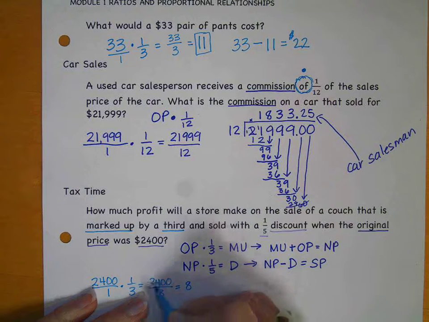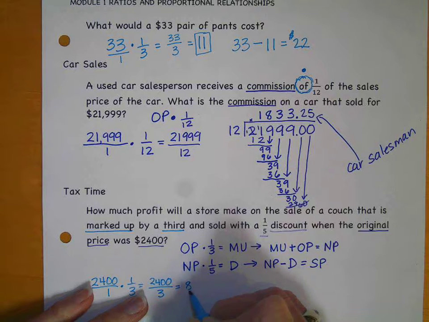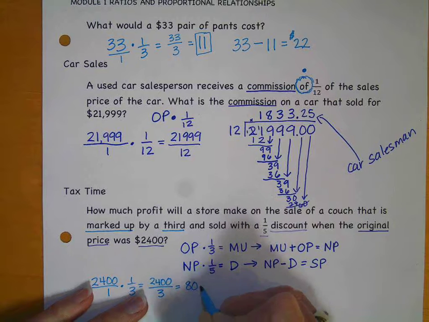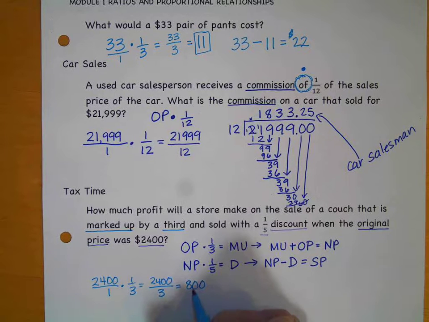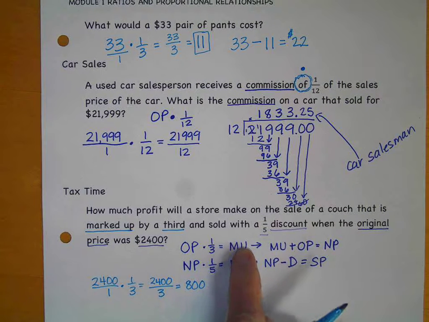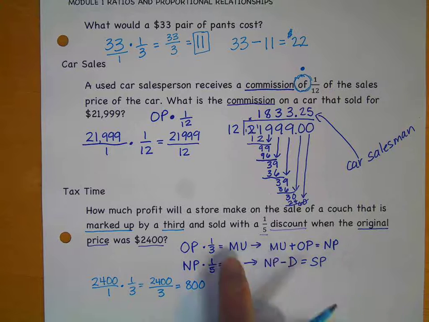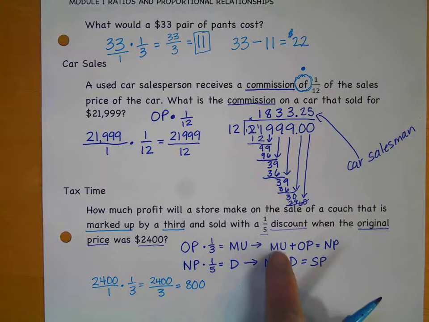How many times can 3 go into 24? 8. Completely, yes. 8 times 3 is 24. And then how many times can it go into 0? 0. So we get 800. Whew, we're done. So now this 800 is your markup.